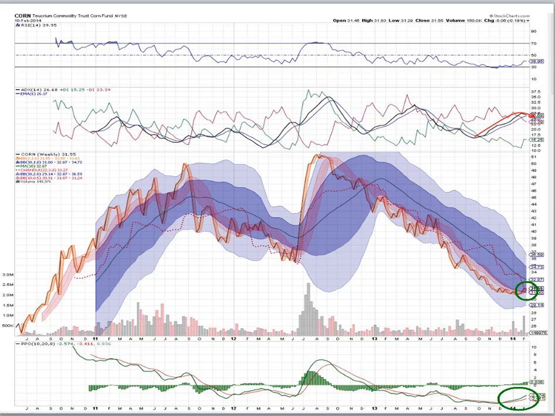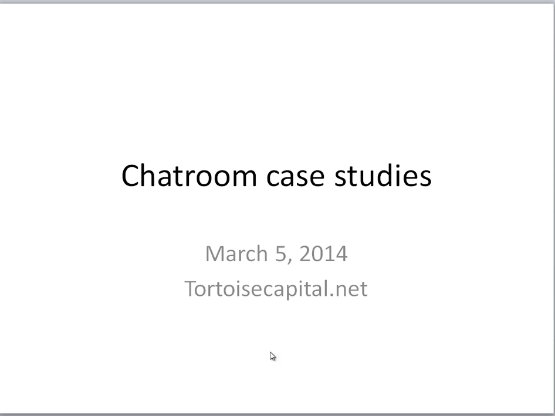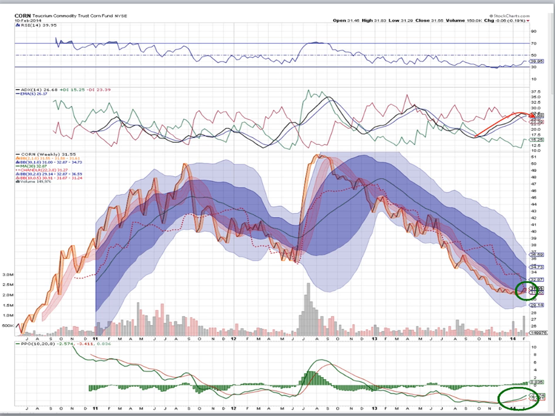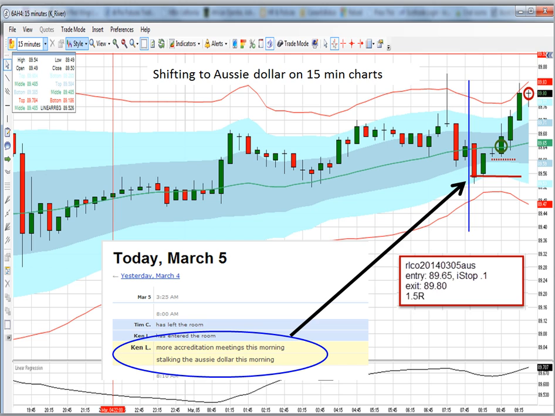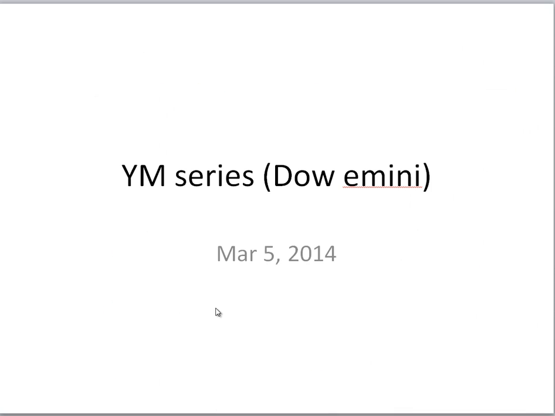Okay, so those are the chat room case studies from March 5th, 2014. We looked at a variety of time frames. Here's a week-long regression line crossover swing trade being managed. Here's one on 15 minutes and the 4x pairs being managed, all using the same basic lens, and then the whole series of the YM Dow E-minis that illustrate a number of different regression line crossover patterns. So that's all for today.